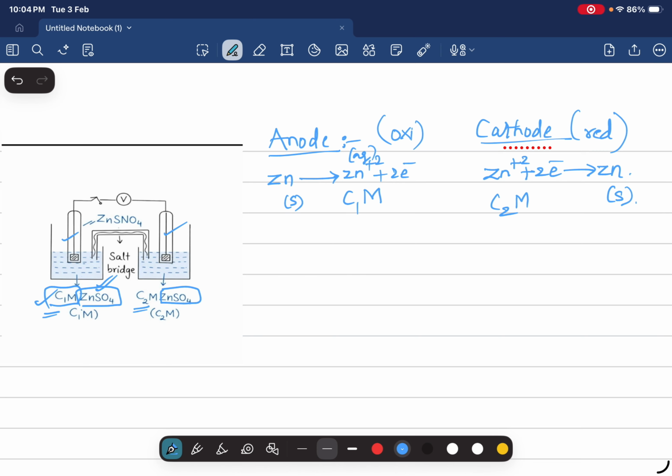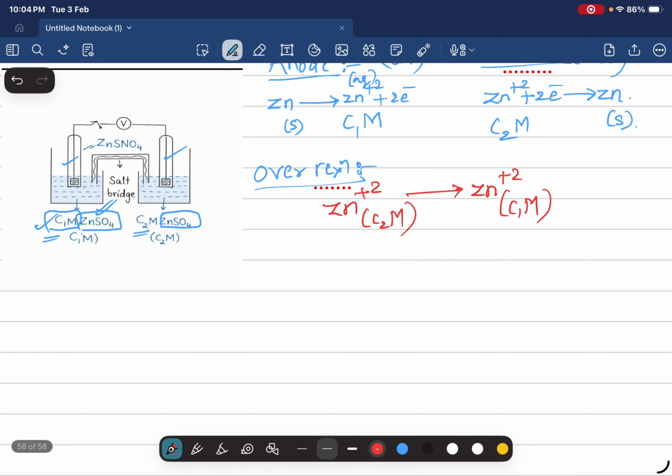Now if you add them, the overall reaction is Zn2+ with C2 concentration converted into Zn2+ with C1 concentration. So this is the overall cell reaction.